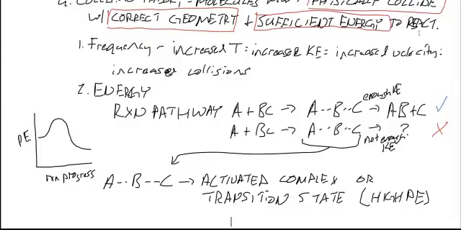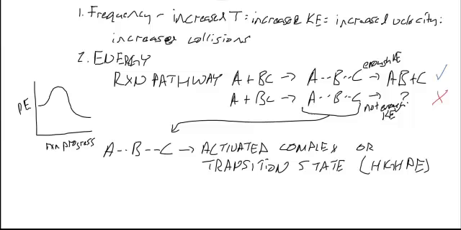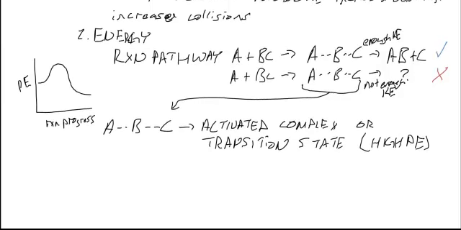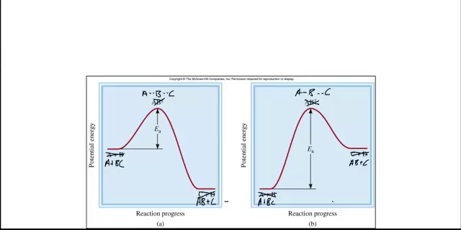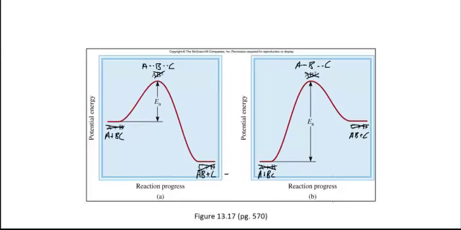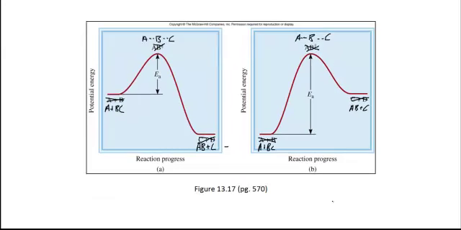On the left we have our reactants, and on the right we have our products. We're going to expand this and look at a couple of these from your book. So this is figure 13.17. I've changed the letters to match the notes that we have above. We have A plus BC, which is our reactants, and over on the right we have AB plus C, which is our products.